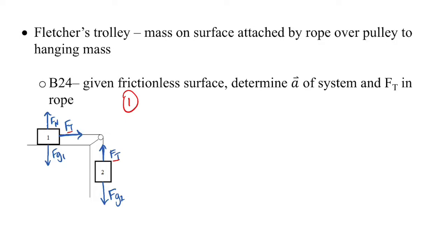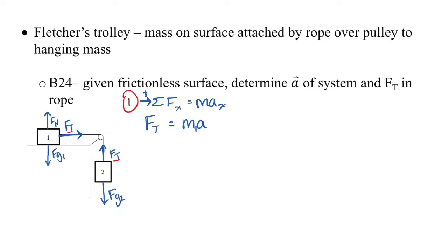For mass 1, I'm going to do the sum of the forces in the x direction, which should equal mass times acceleration in the x direction. I'm going to define right as positive because it is moving to the right. What are my forces in the x direction here? It's just the force of tension, and that is equal to mass times acceleration. I'm just going to call this acceleration now instead of acceleration in the x direction, because remember, the acceleration for 1 is the same as the acceleration for 2.